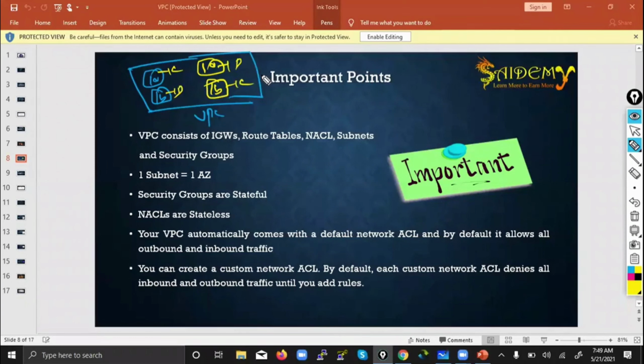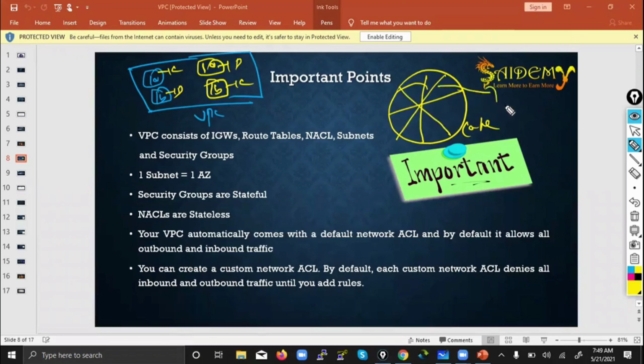But in our practicals we have practiced only one public and one private. So I said you can have any number. The only thing is they should be a subset of the VPC. So let's say this cake is your VPC, the complete cake. How many pieces can you cut the cake into? You can cut into many pieces, provided that each piece is a part of the cake, right? You cannot cut a piece somewhere outside the cake. You can cut here only.